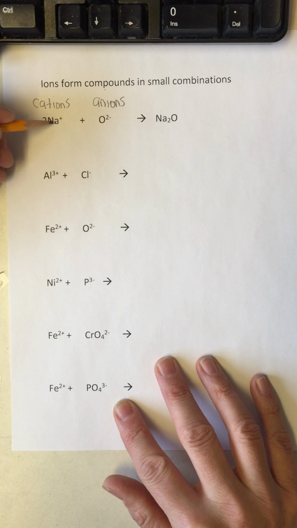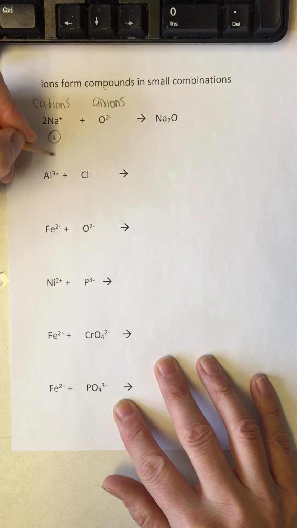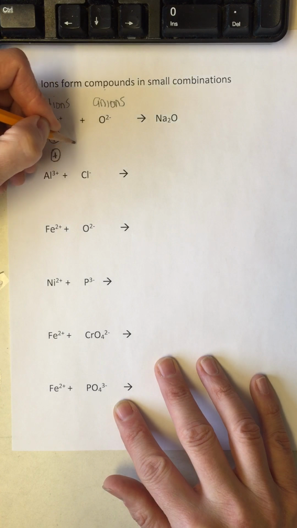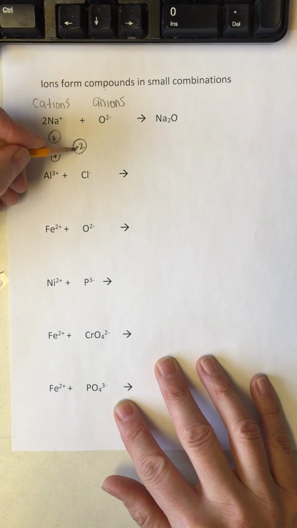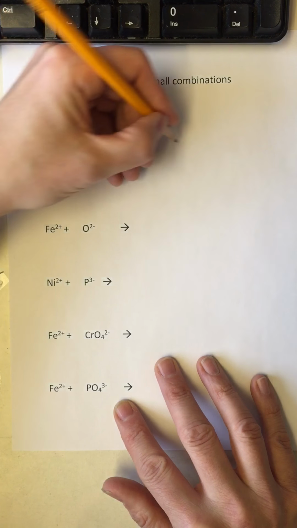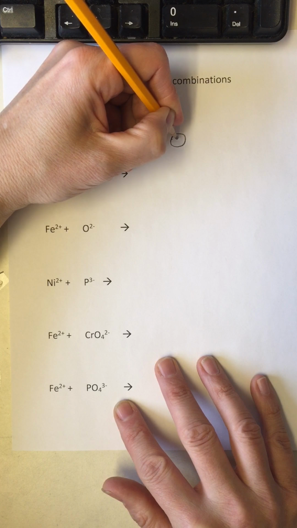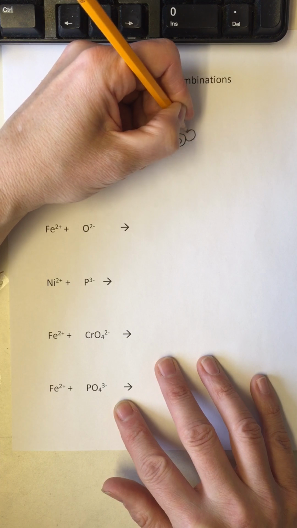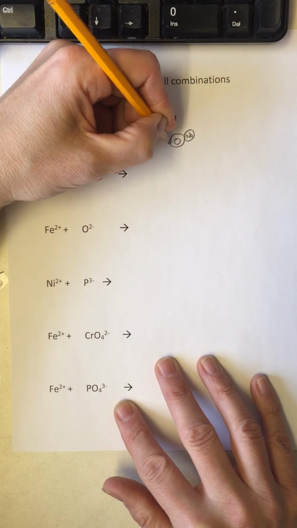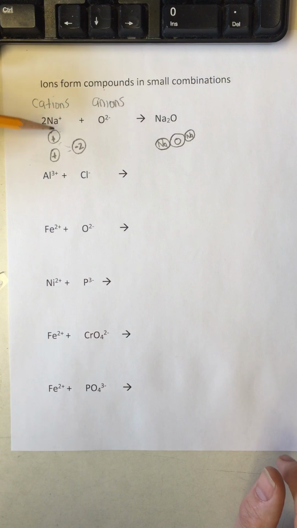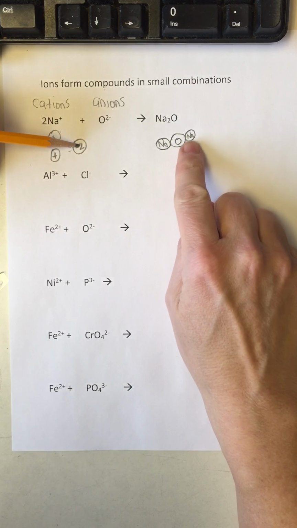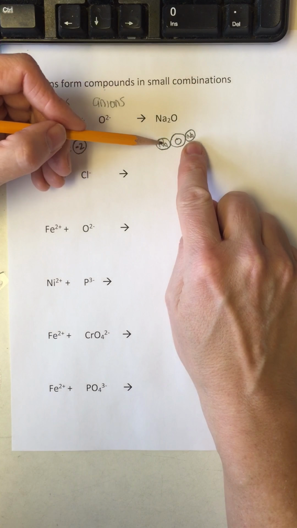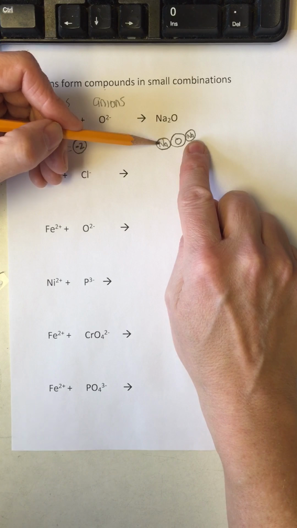If we have 2 sodium ions, and they're both positively charged, and we bring in a negative oxide ion, the oxide ion, O2 negative, they will be attracted to each other, and they'll form what's called a compound in small combinations. And the driving force behind this, the reason for it, is that the positive ion is attracted to the negative ion, and vice versa. So they'll arrange themselves in a pattern in which the negative charge is completely balanced by the positive charge.